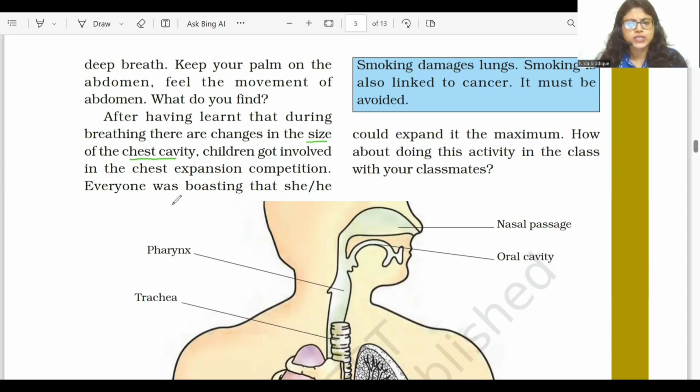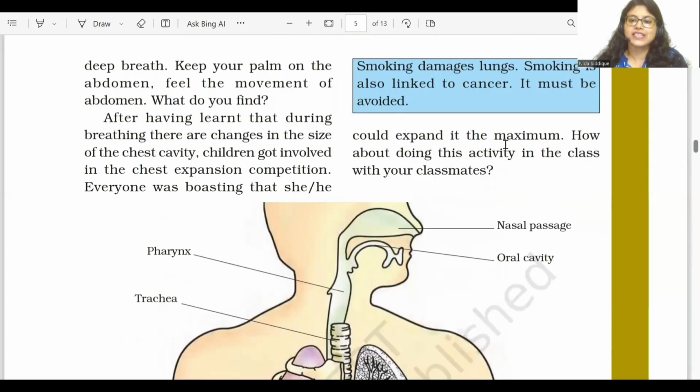Everyone was boasting that he or she could expand it the maximum. How about doing this activity in the class with your classmates? Of course, you all can do this activity in the class and you all can see who's able to expand the chest the most.